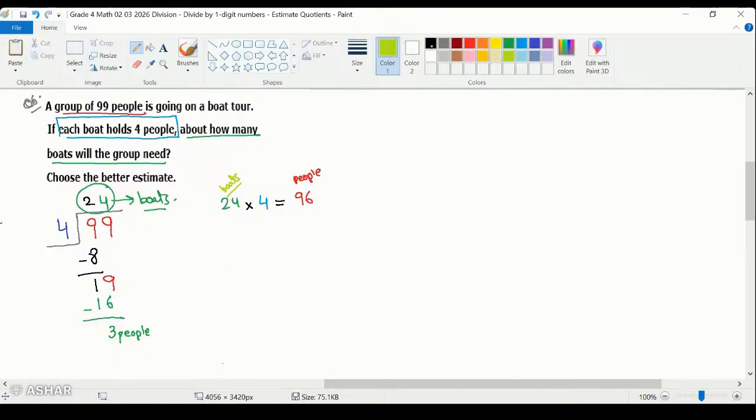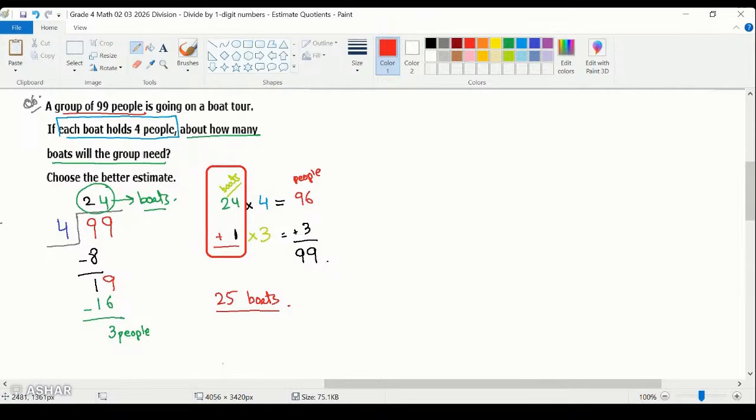So the 3 people also have to be in a boat, right? 3 people were left. So these 3 people will go in one boat. That means the total number of people in the group was 99 people, right? Okay. 3 people for 24 boats, right? Perfect. But those 3 people have to be in a boat as well. So what we can say is the total number of boats required would be 25 boats.